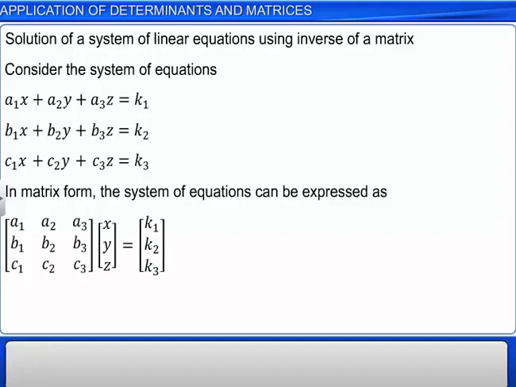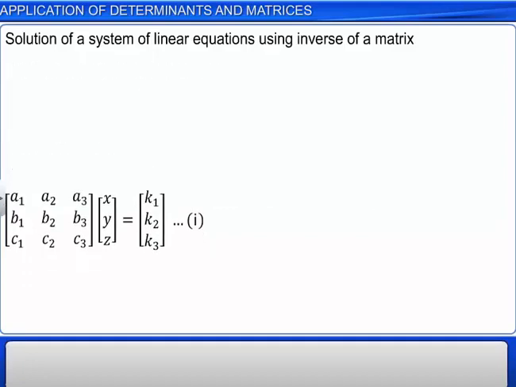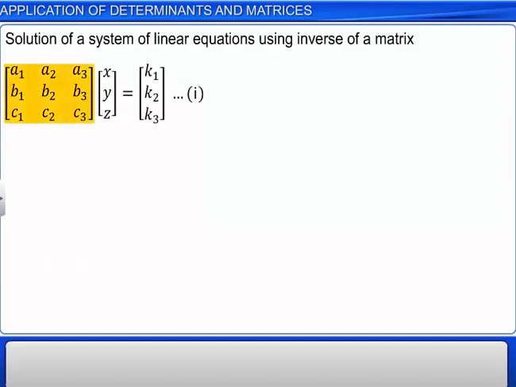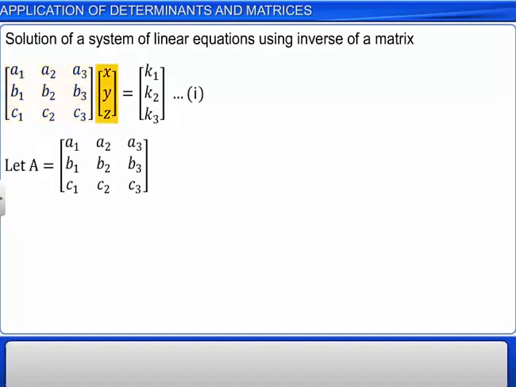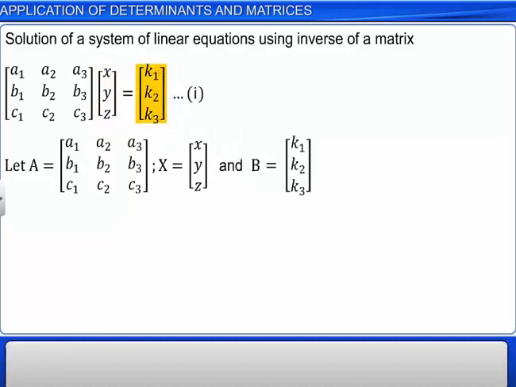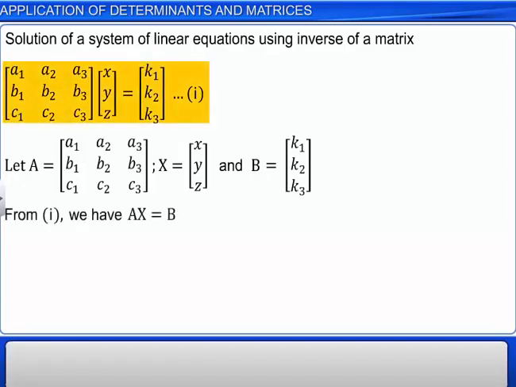Let us denote the 3 by 3 matrix on the left-hand side by A, the column matrix on the left-hand side by X, and the column matrix on the right-hand side by B. So, equation 1 can be rewritten as AX = B. To solve this system, we have to find the values of the 3 variables X, Y and Z. In other words, we have to find the column matrix X.